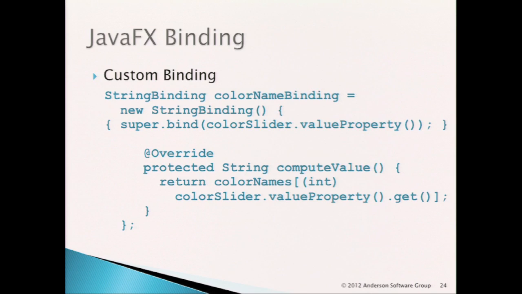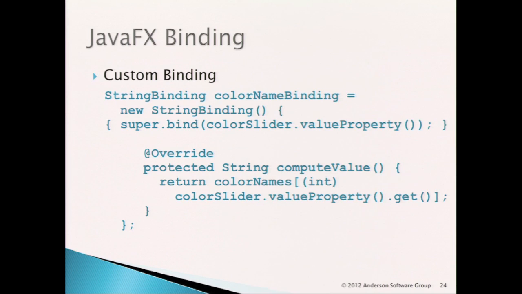Here it is, colorNameBinding. And the first thing that you notice is that its type is StringBinding. And StringBinding is a JavaFX type where the colorNameBinding object must be a StringBinding type, because what a StringBinding type does, when you implement it this way, is give you the ability to return back a string type where it's needed.